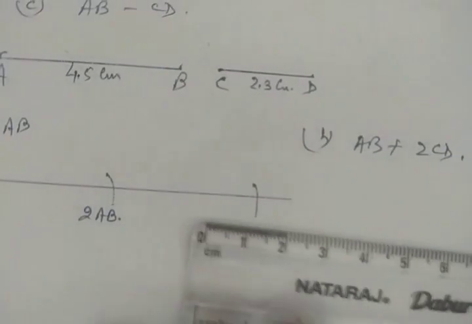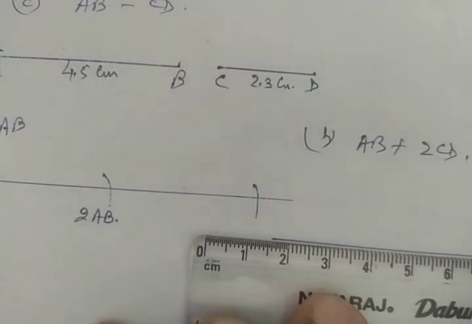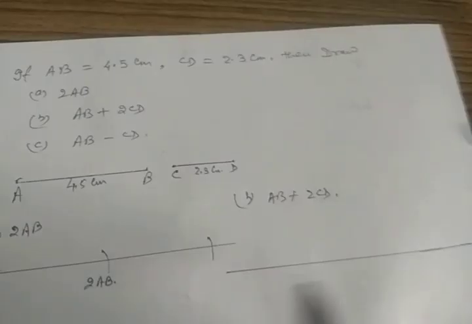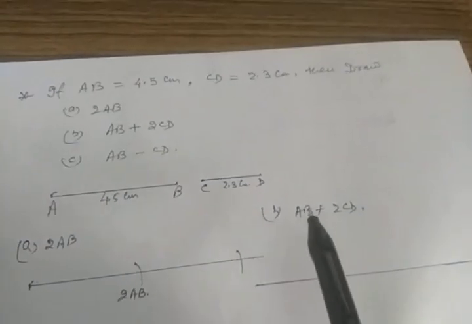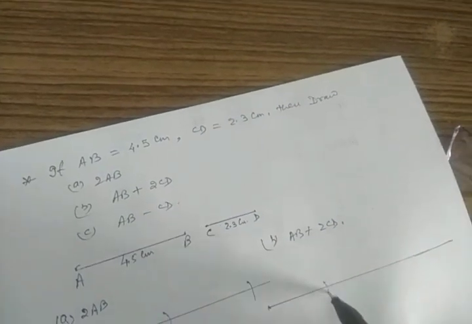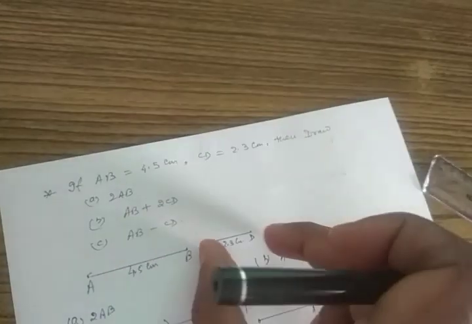So once again, for this one you can draw a line. You can draw a big line. Just see now. This is the whole line. Now 2AB plus 2CD. So at first you measure this AB and cut it down. So from here we have cut down AB. Once again AB, sorry, it is AB and now I have taken this CD.